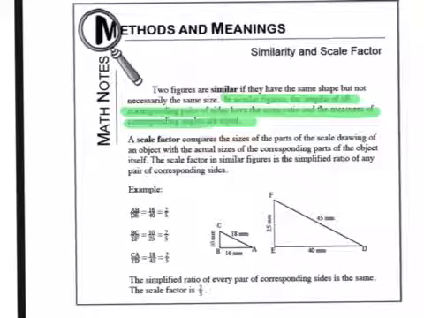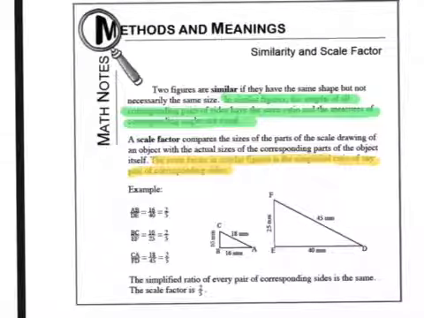A scale factor compares the sizes of two parts of a scale drawing of an object with the actual sizes of the corresponding parts of the object itself. The scale factor in similar figures is the simplified ratio of any corresponding sides. I'm going to highlight that. The scale factor in similar figures is the simplified ratio of any pair of corresponding sides.